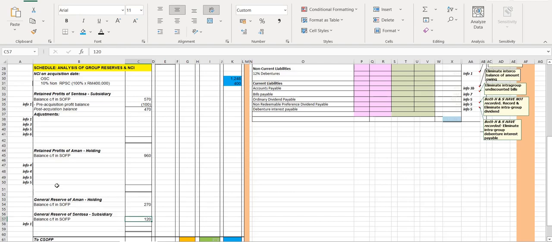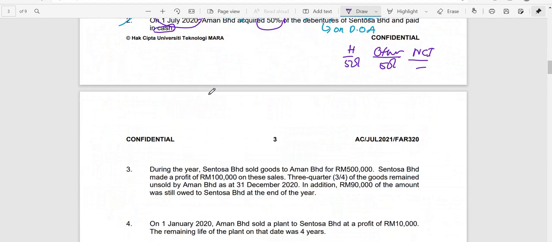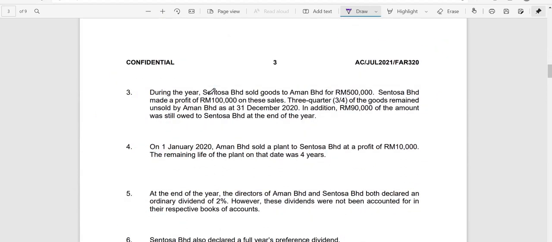And now let us go to the last and the remaining part, which is in the question. Okay, information number 3. Information number 3 is on goods sold by Sentosa to Aman. So this one, Sentosa is the subsidiary, Aman is the holding company. So when Sentosa sold goods to Aman, this is actually an upstream sale, and the seller is Sentosa.